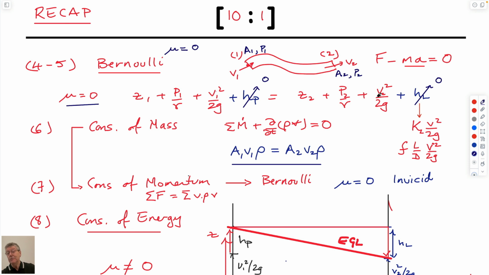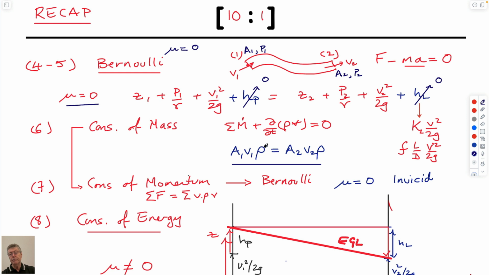So we know how to use Bernoulli. It is basically a manifestation of F equals ma. Mass times acceleration is the v squared over 2g term, and the forces are just pressure and elevation, potential forces in the system. We can constrain it with conservation of mass. If we do it for a streamline, it's just area times velocity.